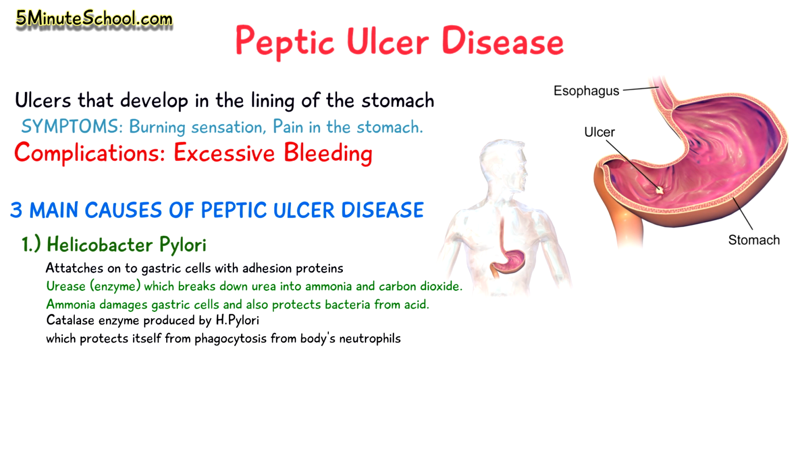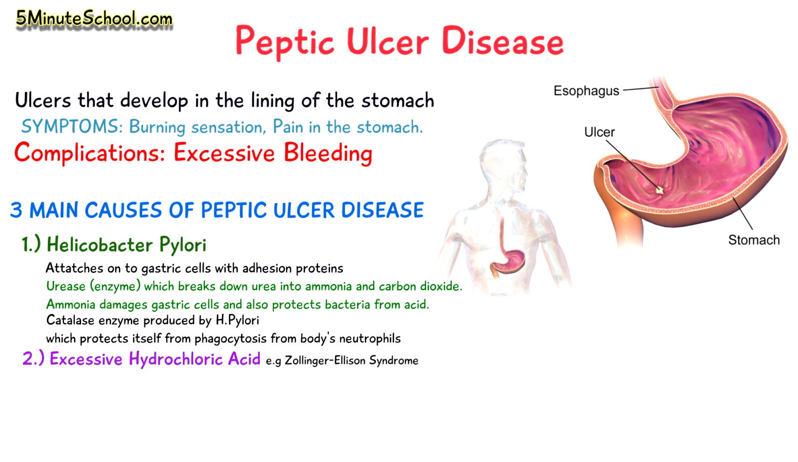The second cause of peptic ulcer disease is excessive hydrochloric acid secretion. Now, higher concentrations and higher volume of hydrochloric acid can occur in diseases like Zollinger-Ellison syndrome, and it damages the protective lining of the stomach. And this excessive amount of hydrochloric acid can damage the protective lining of the stomach and gastric cells because the amount of acid is more than what the body can resist.